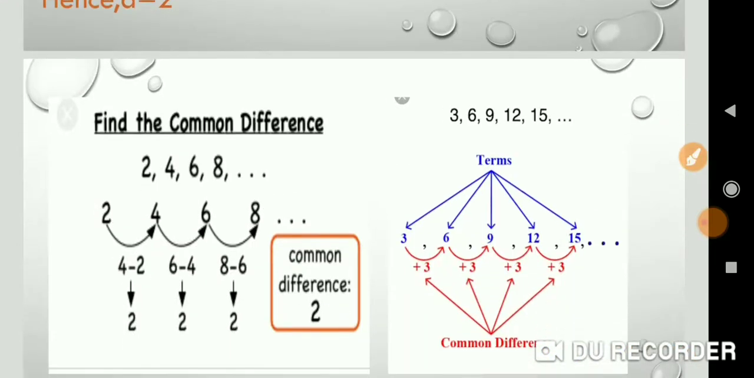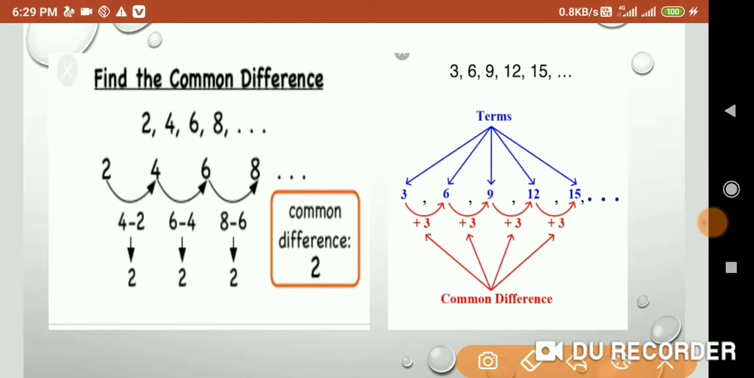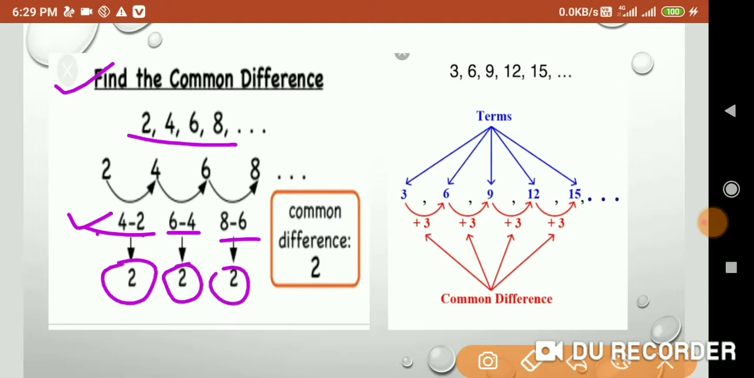Now students, see again the sequence. Here find the common difference and the previous sequence is given here, 2, 4, 6, 8. See here the difference between two consecutive terms, that means 4 minus 2, 6 minus 4, 8 minus 6, and see the difference is the same here. Therefore, due to the constant difference, the common difference is 2.